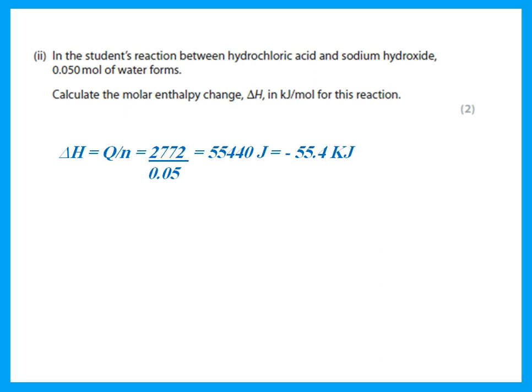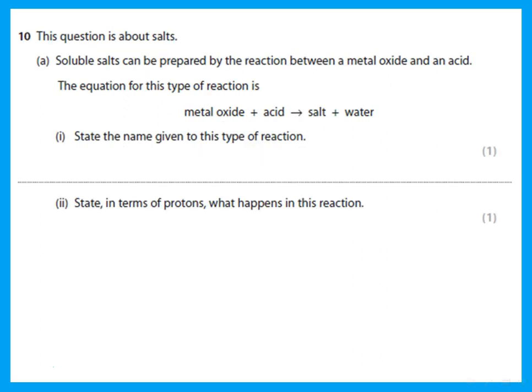And the sign will be indicated by what? Because there was a temperature rise, my sign is negative. The temperature rise means an exothermic reaction, which means my ΔH must have a negative sign.